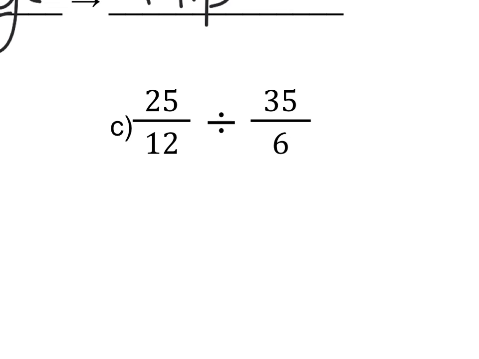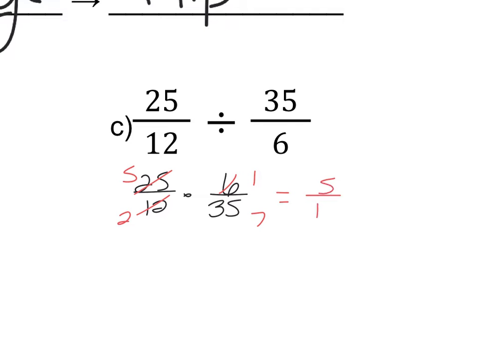One more. Keep it, change it, flip it. 12 and 6, you can divide both of those by 6, so 2 and 1. 25 and 35, you can divide both of those by 5, so that becomes 5 and 7. So you end up with 5/14.